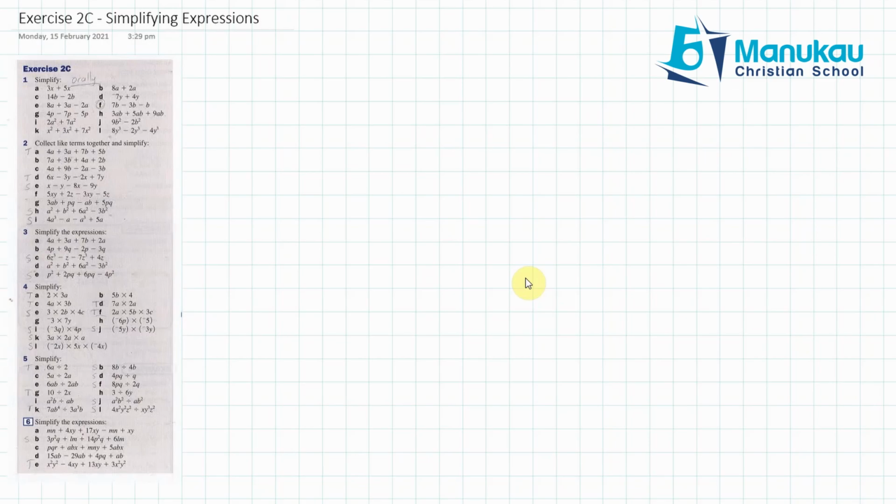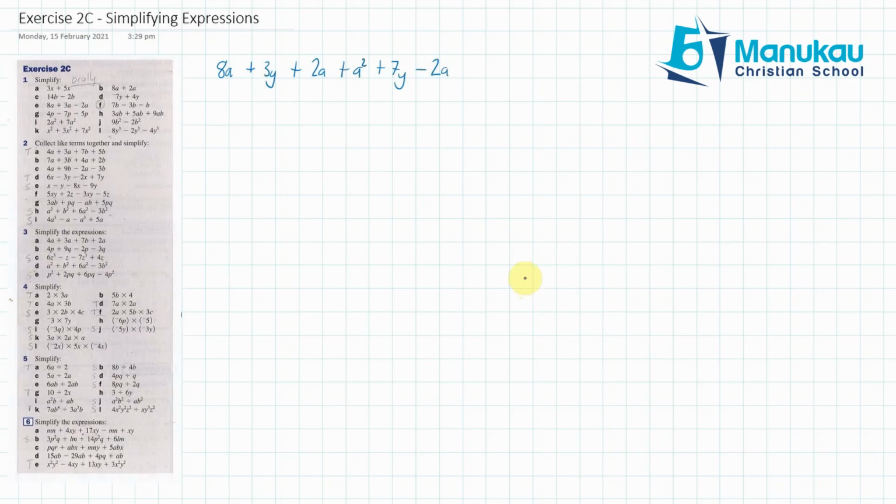So I'm going to write an expression here, 8a plus 3y plus 2a plus a squared plus 7y minus 2a. Now, like terms must have the same letter and it has to be to the same power.